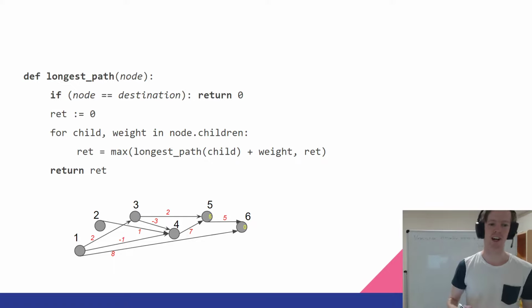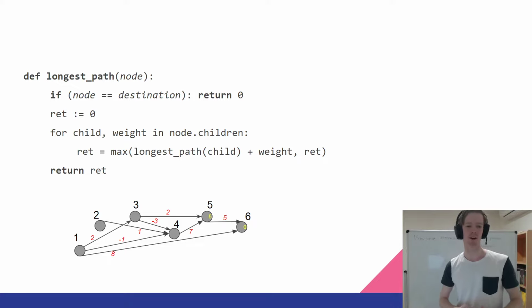All right, now the next component of our topological sort will be 4.